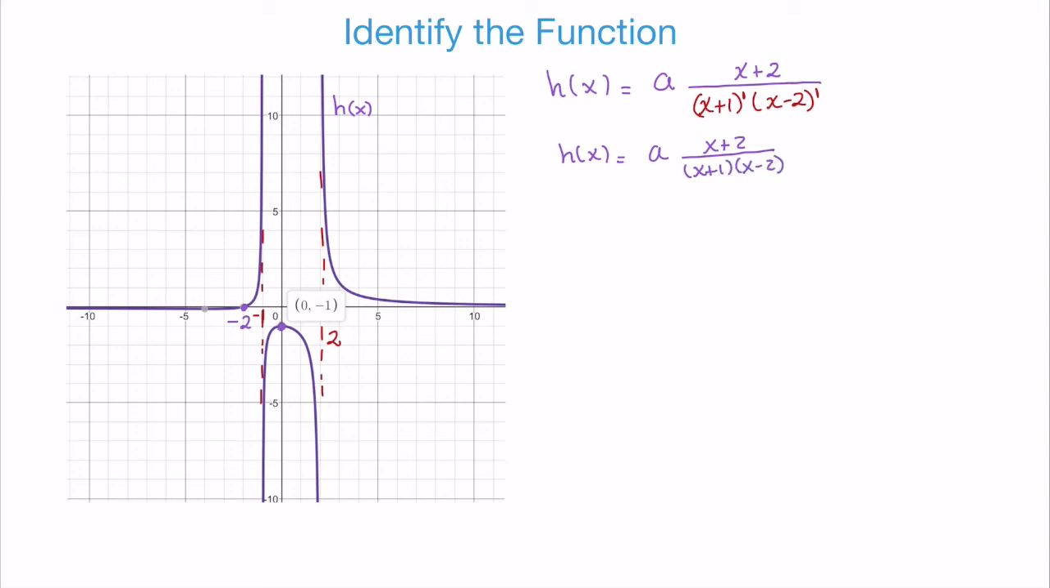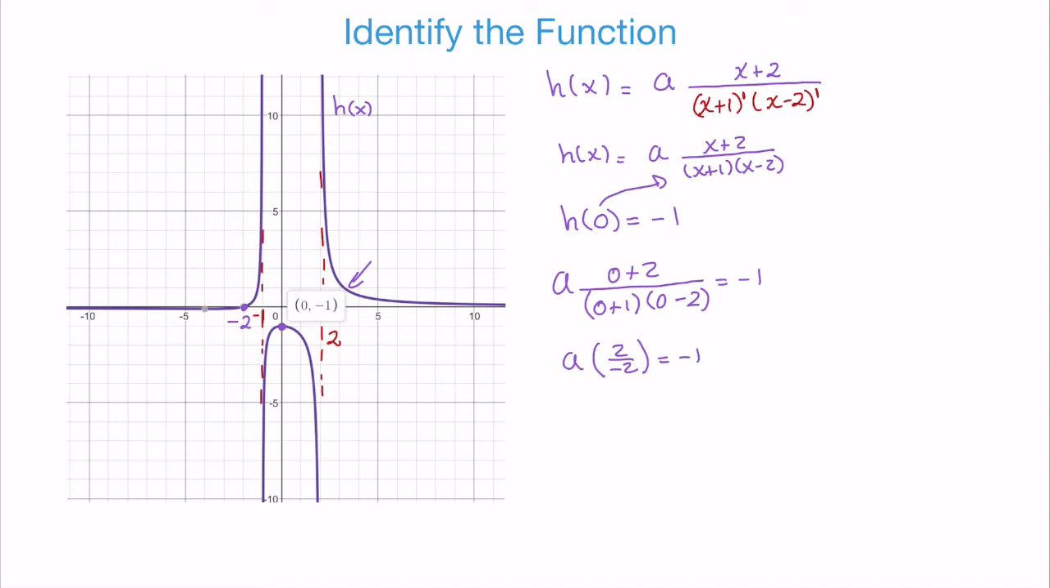To find a, we use the y-intercept, which is here. That tells us that h of 0 equals -1. Then we plug in the 0 in the equation: a times (0 plus 2) over (0 plus 1)(0 minus 2) equals -1. And so a times 2 over -2 equals -1. 2 over -2 is -1, so -a equals -1. Then a equals 1, and the equation of h of x equals (x plus 2) over (x plus 1)(x minus 2).